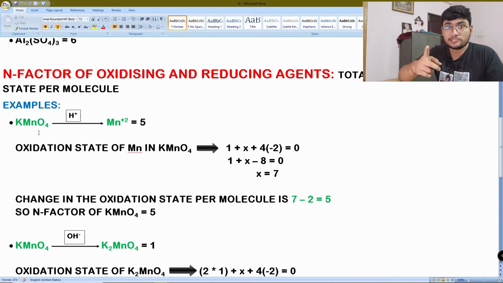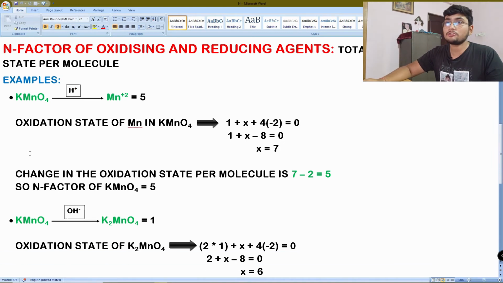So from plus 7 to plus 2, there is a change of 5 oxidation number, right? So the N factor of potassium permanganate in acidic medium will be 5. That's what I have written also, that the change in the oxidation state per molecule is 7 minus 2, which is equal to 5. So the N factor of potassium permanganate is 5.